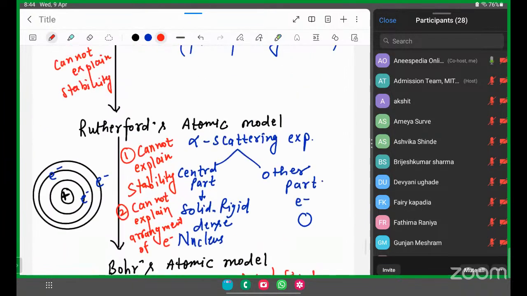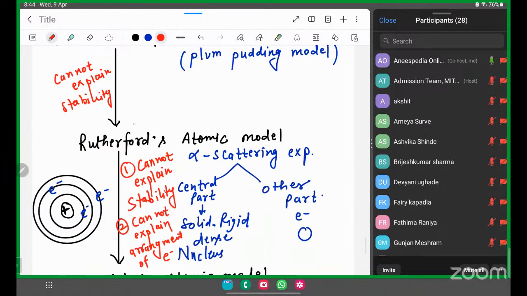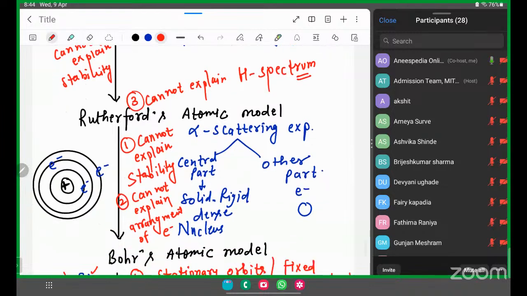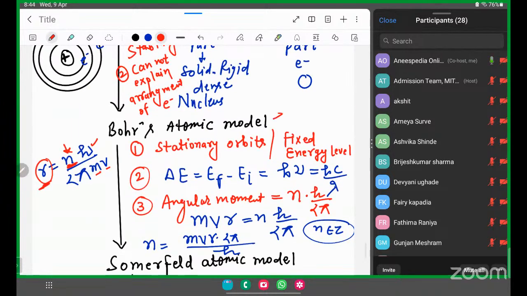Before that, in Rutherford's model we have one more drawback. Let me write it here. It cannot explain hydrogen spectrum. Rutherford's model cannot explain hydrogen spectrum, which is a plus point for Bohr's atomic model. Bohr's atomic model can explain hydrogen spectrum.